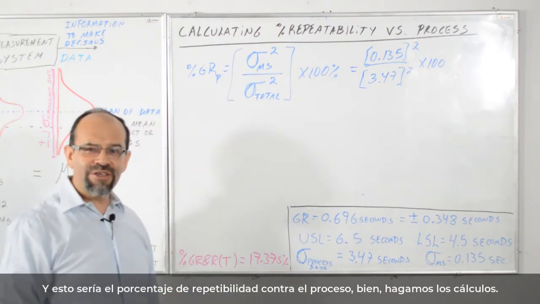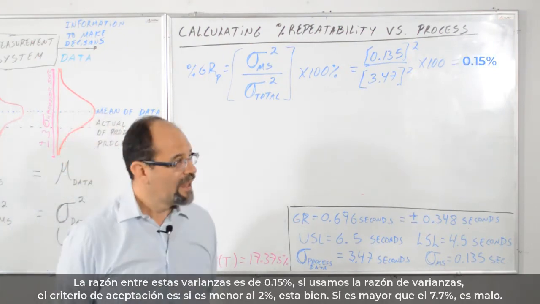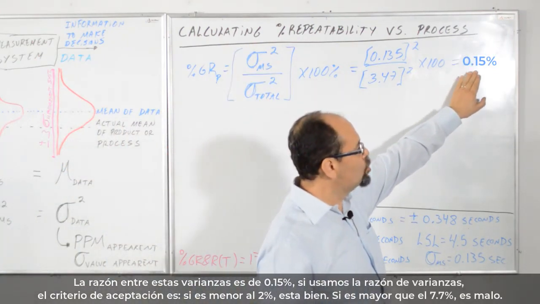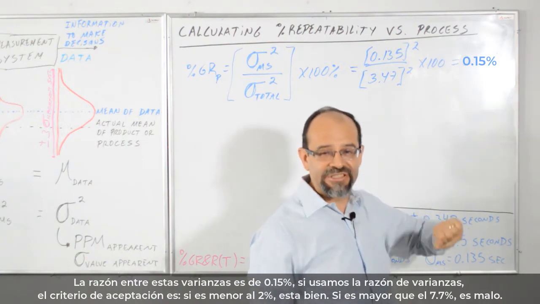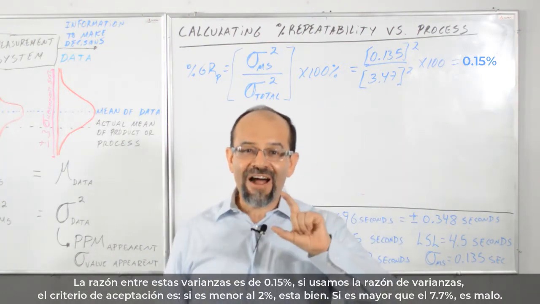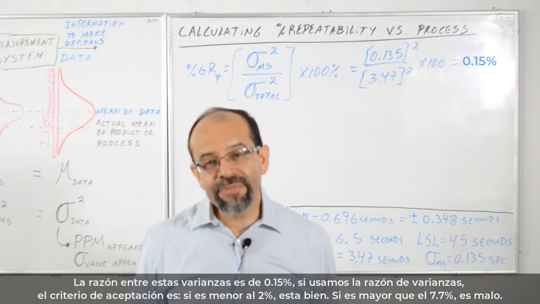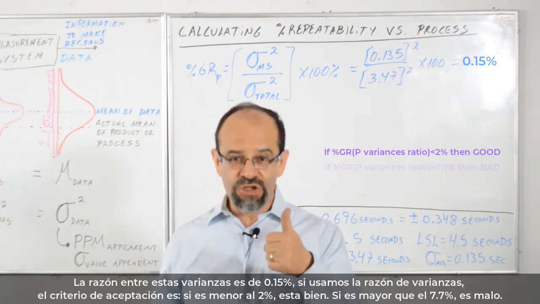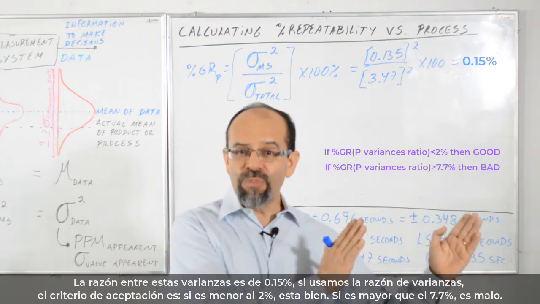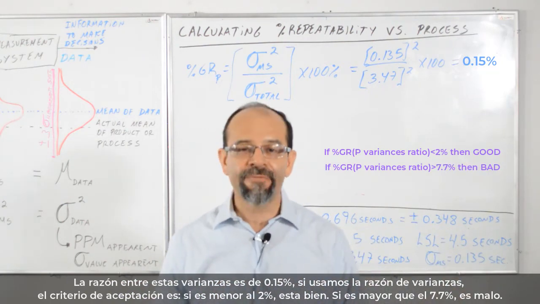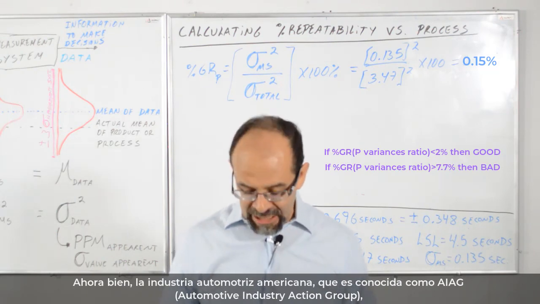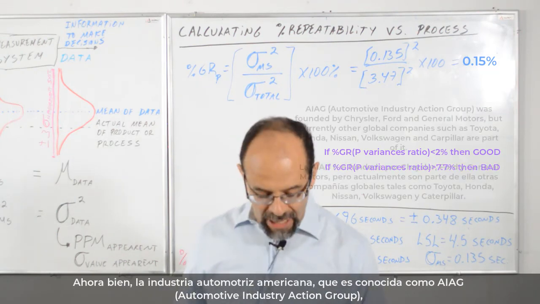Well, let's do the calculations. This variance ratio is equal to 0.15%. If we are using the variance ratio, the acceptance criteria is if smaller than 2% is good, if greater than 7.7% is bad.